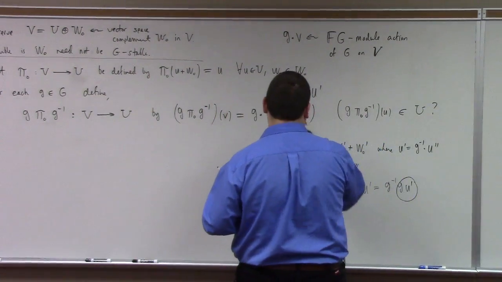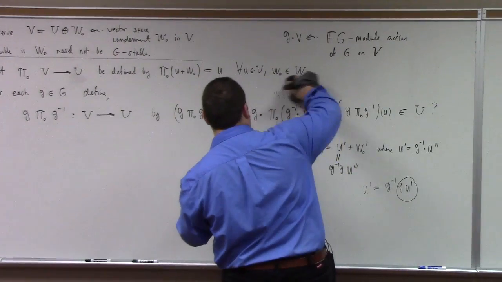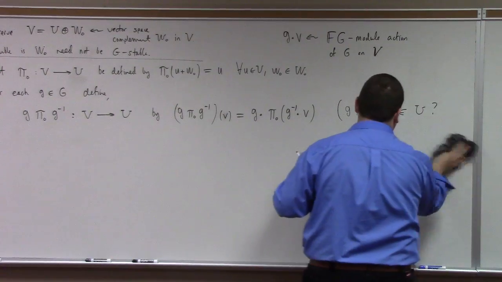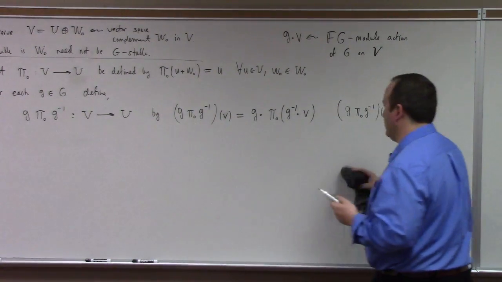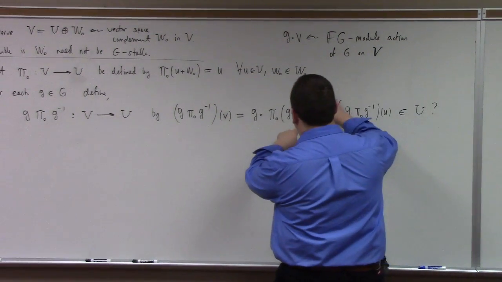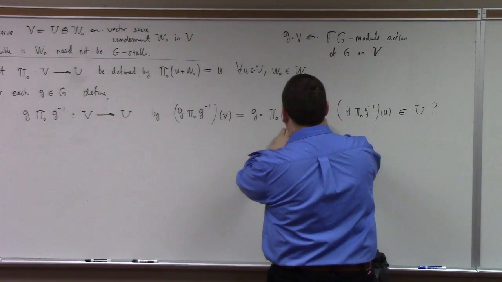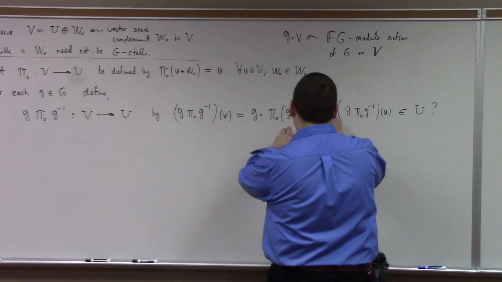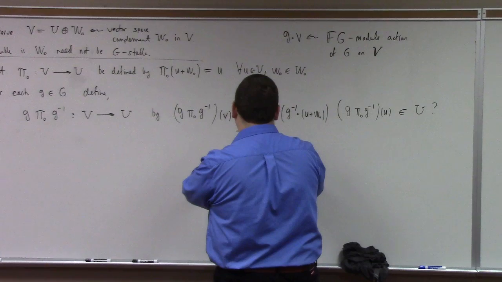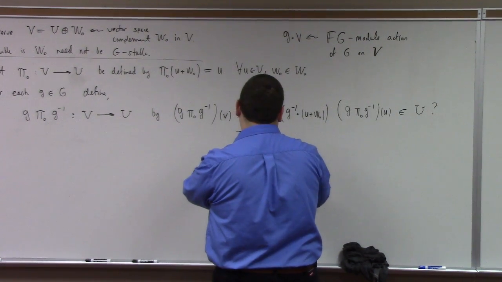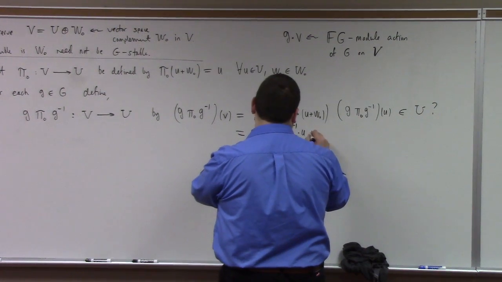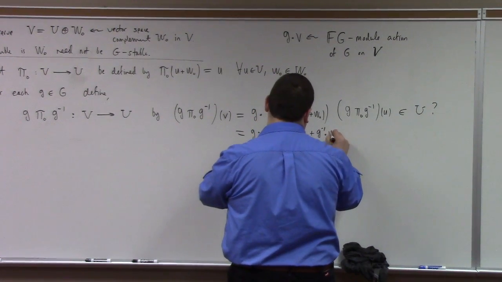Let's see here. All right, let me stop trying to reinvent the wheel here then. Apparently that's what I'm doing. I've lost track of what we know and what we don't know. My bad. So the point here is that this would be U plus W naught, right? And then that is going to be G dot pi naught of G inverse dot U plus G inverse dot W naught.